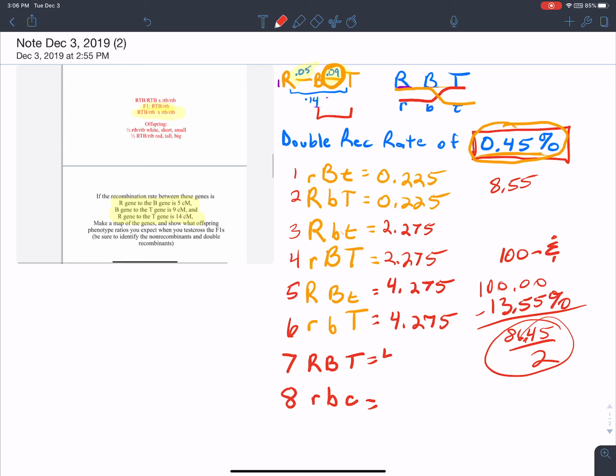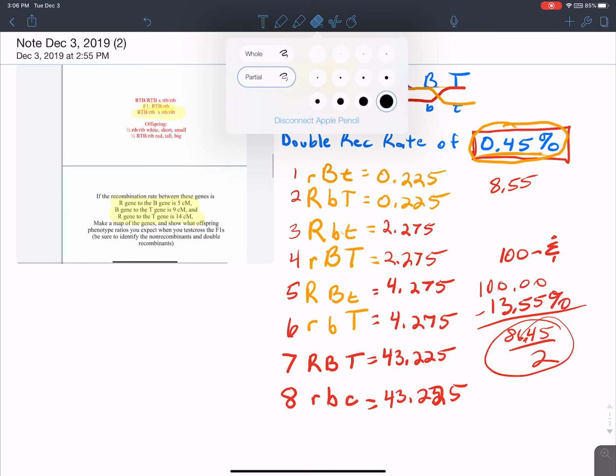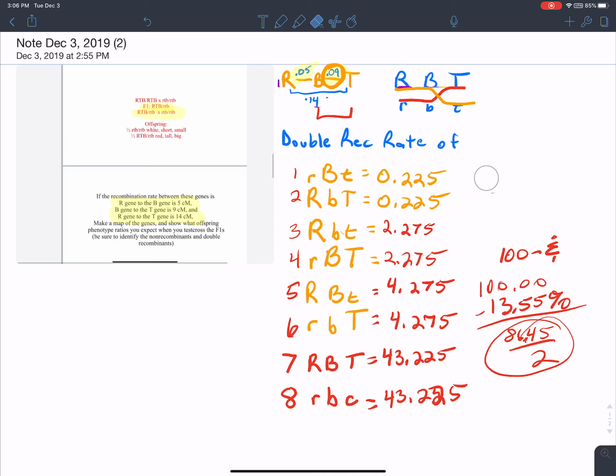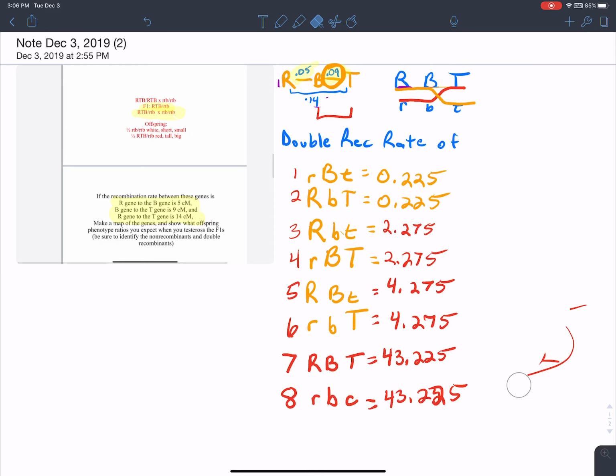And this is what we wind up with. 43.225% this way, 43.225% that way. And then, let me get this all out of the way. And the question actually asks for phenotypes. It asks for what the phenotypes are going to be. So then we can just go through. We know that each of these gametes are going to be matched with all recessive from the test cross.